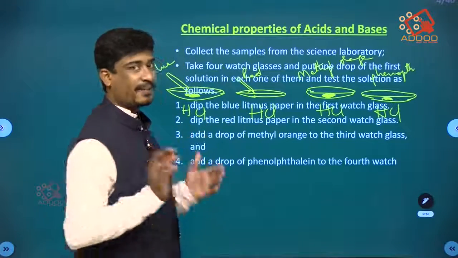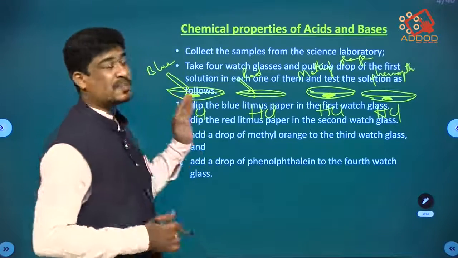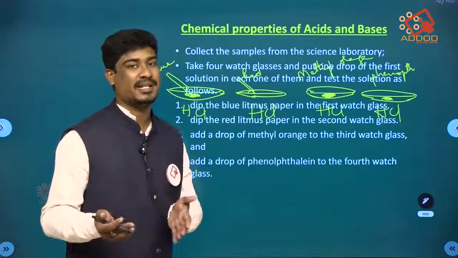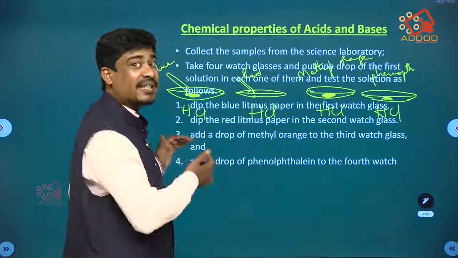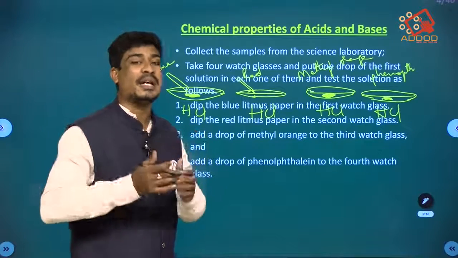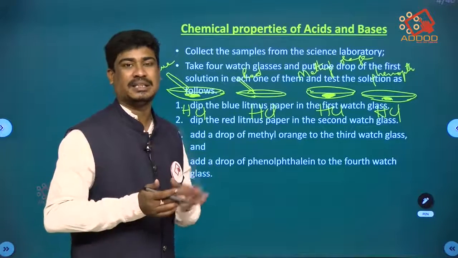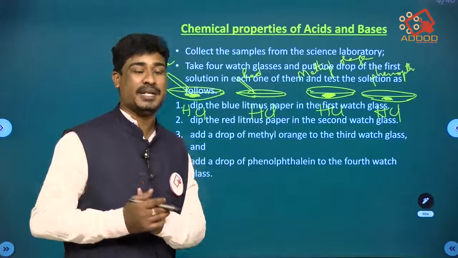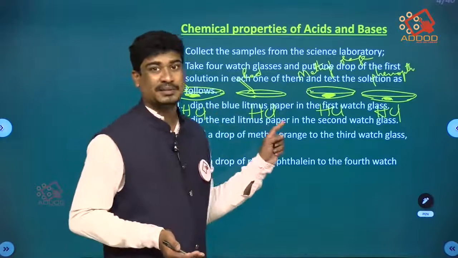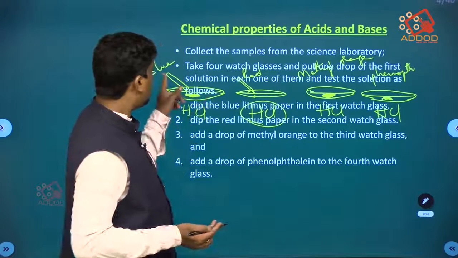If it is acid, we know very well that in acids, blue litmus paper turns red, isn't it? So if it is acid, then blue litmus paper changes into red litmus paper. While if the solution is a base, then red litmus turns into blue litmus. For example, HCl is an acid, so it turns blue litmus to red litmus.